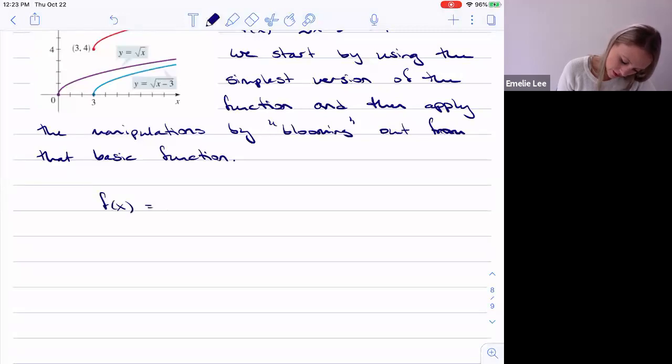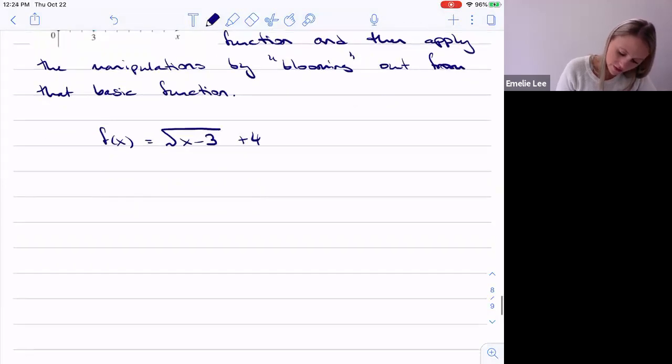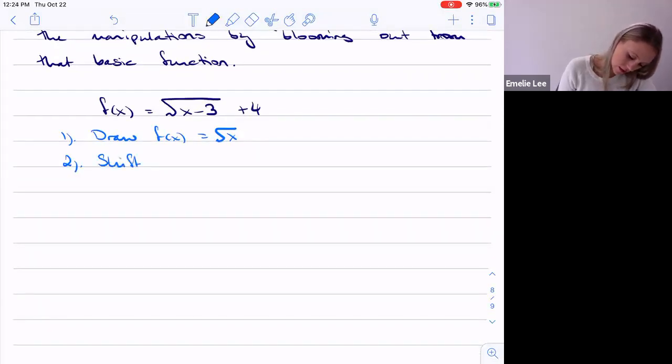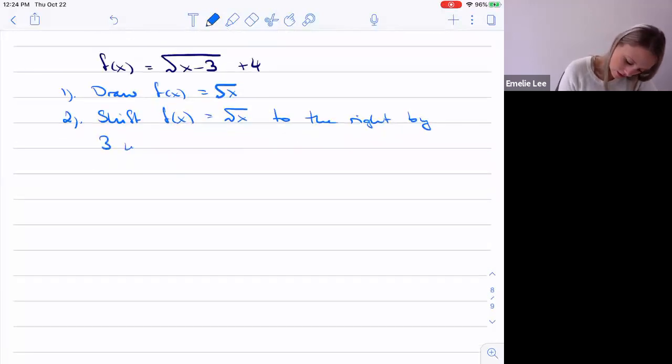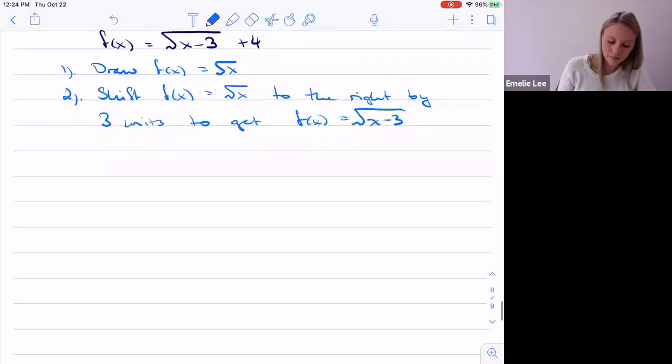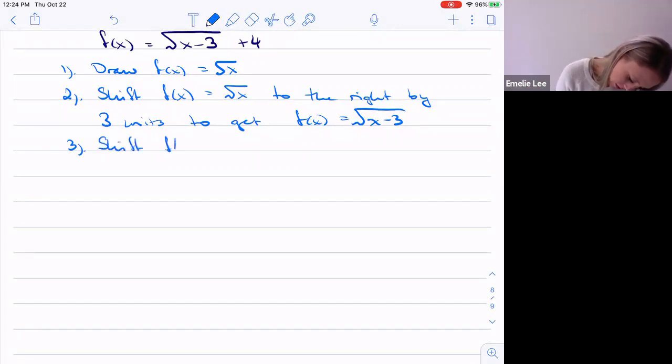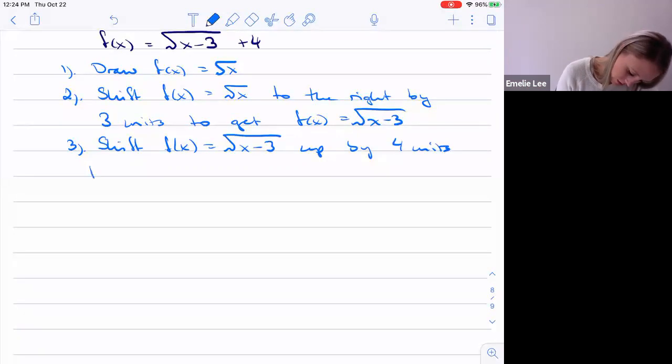So for f of x equals the root of x minus 3 plus 4, the first thing you would do is draw f of x equals the root of x. And then shift f of x equals the root of x to the right by 3 units to get f of x is the root of x minus 3. And then you would shift it up by 4 units, to get f of x is the root of x minus 3 plus 4.